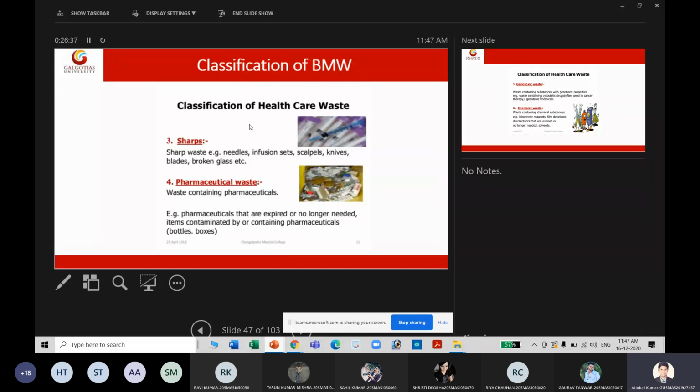Then the fourth one is pharmaceutical waste. You don't need much explanation for pharmaceutical waste. This is the waste which is generated from drugstores. So write these two points quickly.